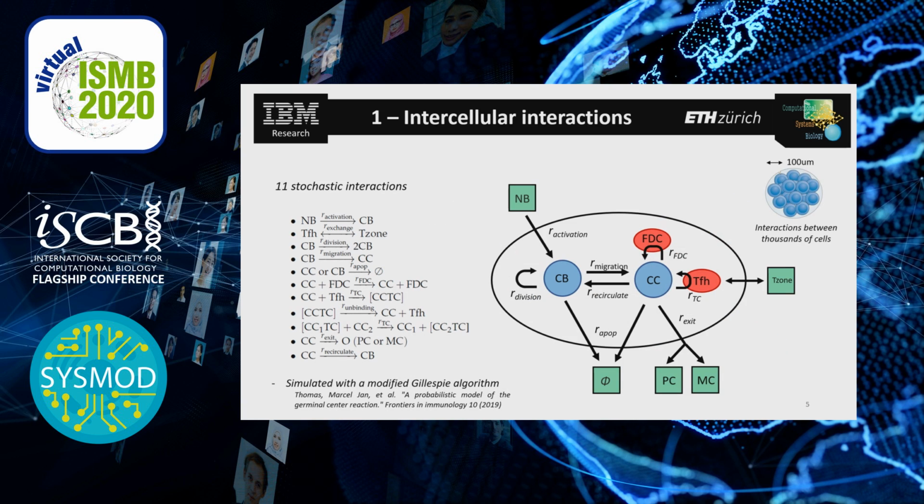So how do we model this in our in silico model? What we do is we prepare a set of reactions, 11 in our case, and it looks like a chemical reaction. So you have some reactants here. CB is like centroblast, which is in the dark zone, centrocyte in the light zone, and each reaction is associated to a reaction rate. So it's very similar to a chemical reaction, and we simulate it with a Gillespie algorithm, which is very widely used for biochemical reactions.